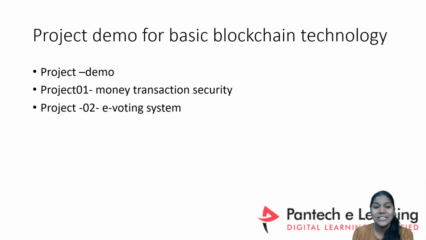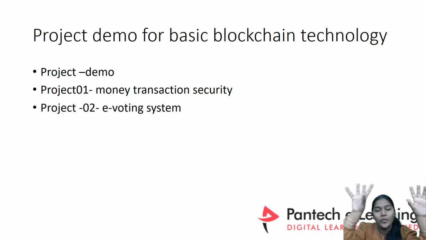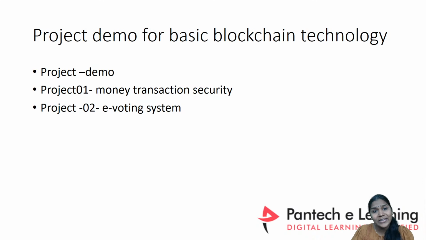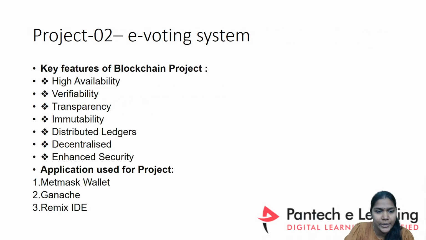So here are project demos in various applications. What are they? Money transaction security and an e-voting system. To transfer money from one person to another, how securely is the money transacted over the network? And in the e-voting system, how securely can we vote? These are the project demos we should know, basically.